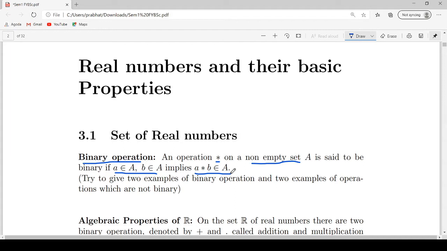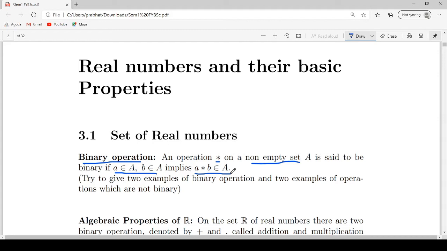Similarly, if you take your operation as multiplication and your set A as the set of integers only, then we know that multiplication of two integers is again an integer. Therefore, we can say multiplication is also a binary operation on our set of integers.